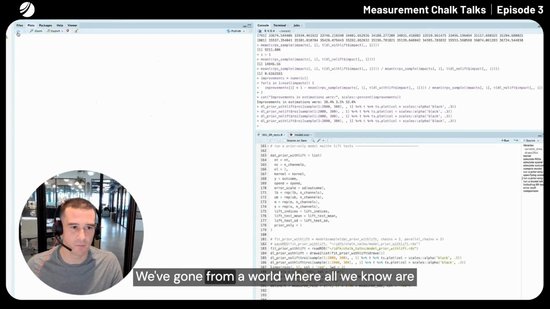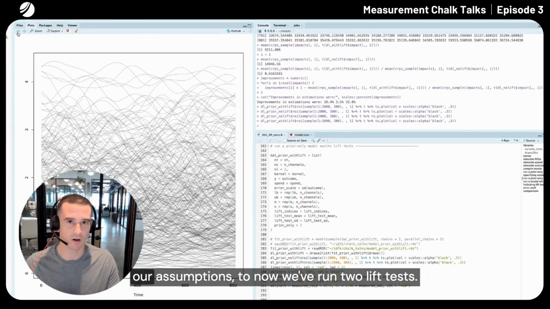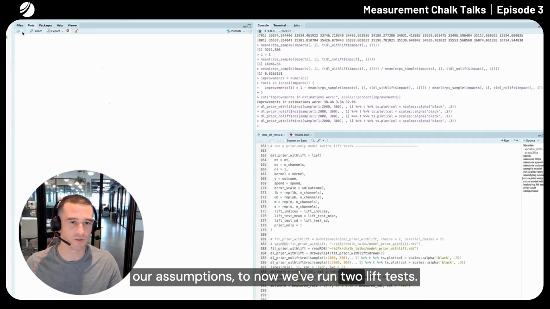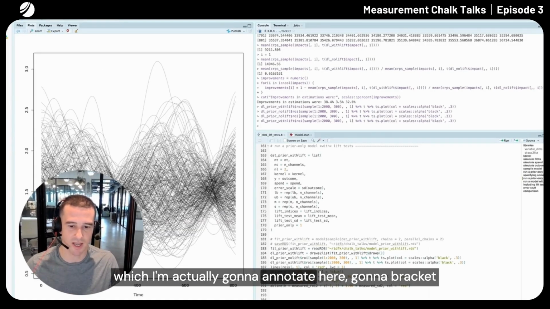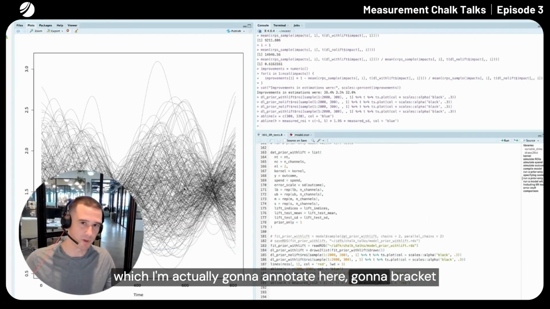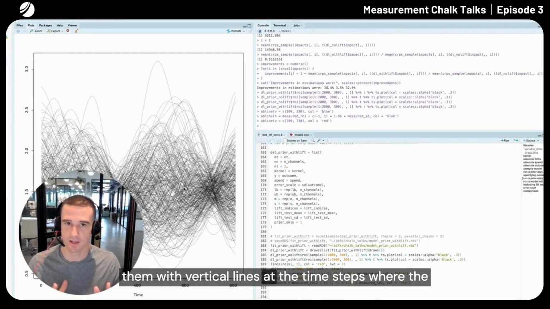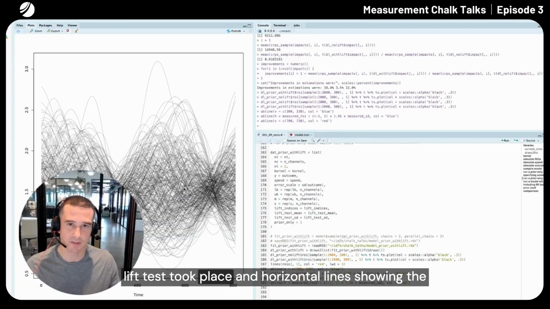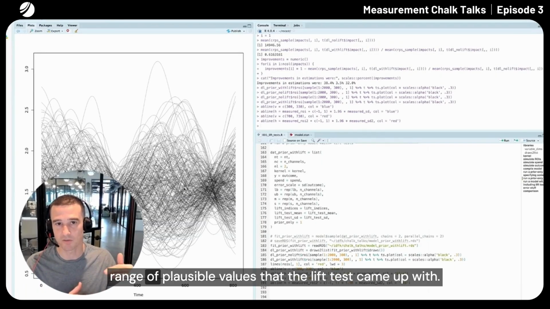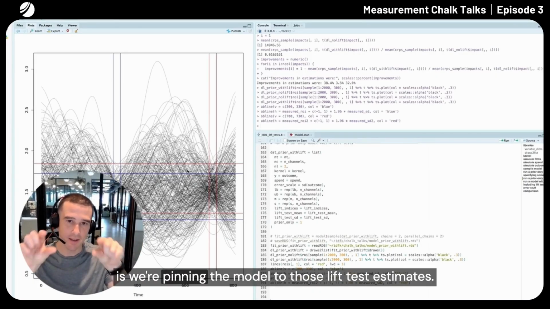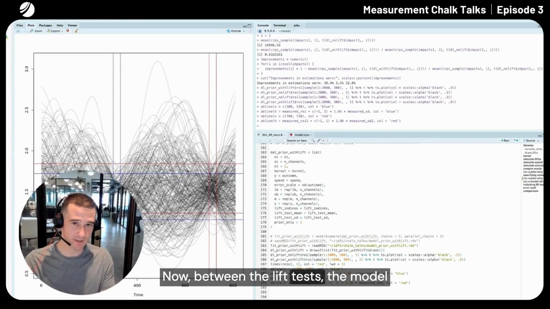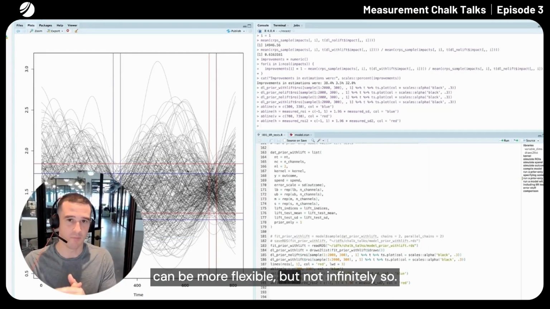We've gone from a world where all we know are our assumptions to now we've run 2 lift tests. We can see that during the period of the lift test, which I'm actually going to annotate here, I'm going to bracket them with vertical lines at the time steps where the lift test took place and horizontal lines showing the range of plausible values that the lift test came up with. What we're in a sense doing is pinning the model to those lift test estimates. Now, between the lift tests, the model can be more flexible, but not infinitely so.